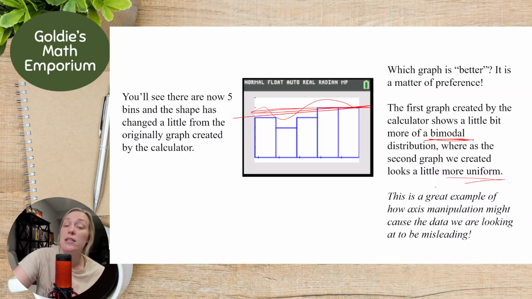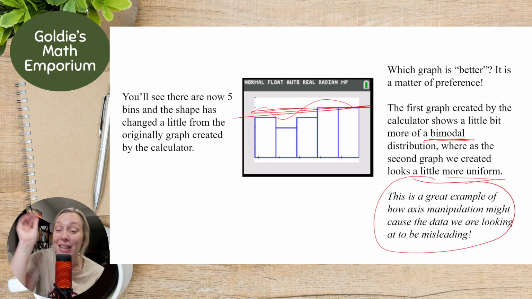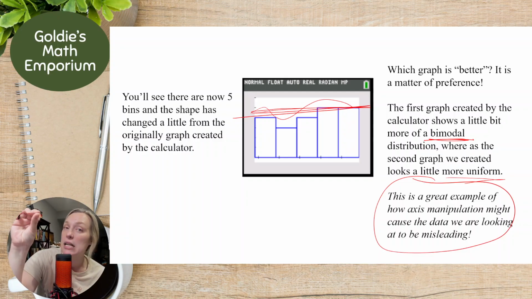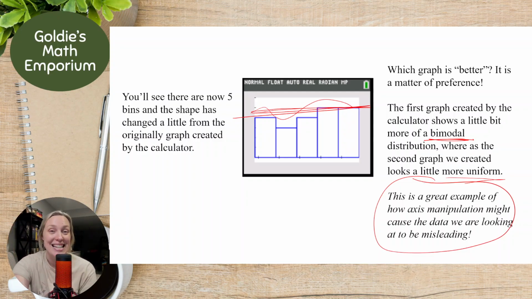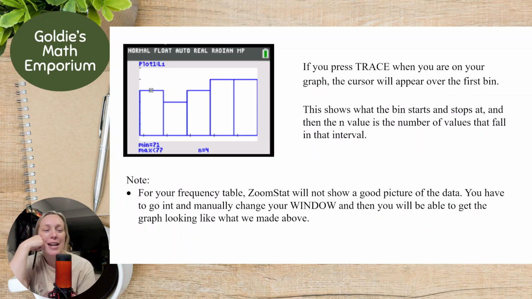This is a great example of how axis manipulation might cause the data we are looking at to be misleading, which is a common thing that you see in the media today: misleading graphs. Axis manipulation is misleading. Anyway, I'll get off my soapbox there.